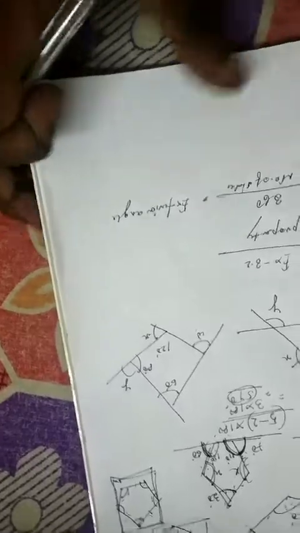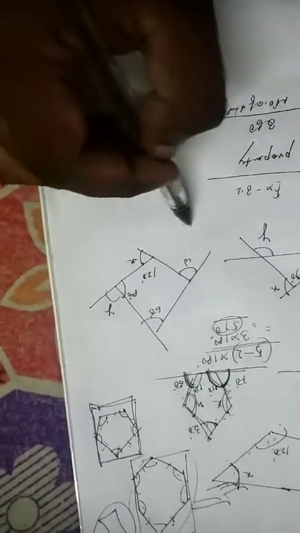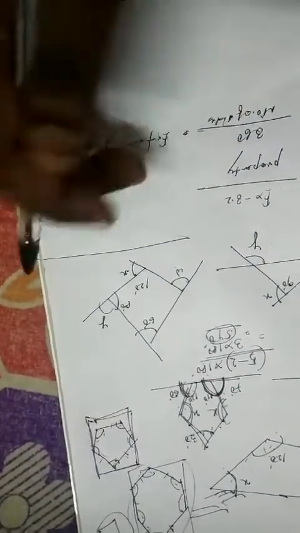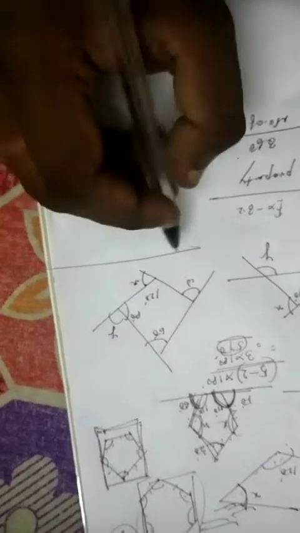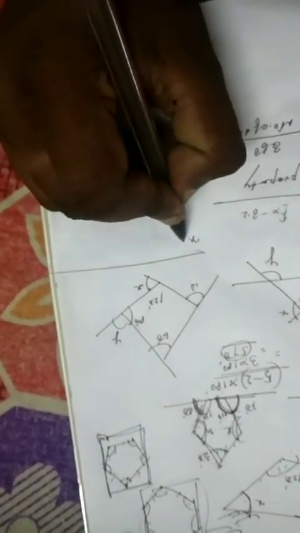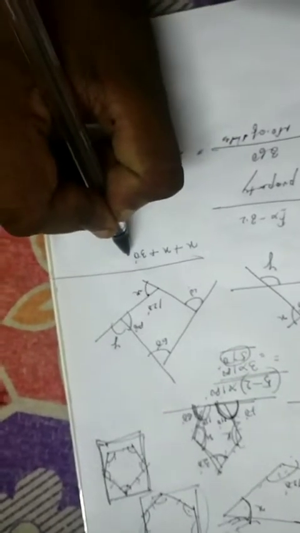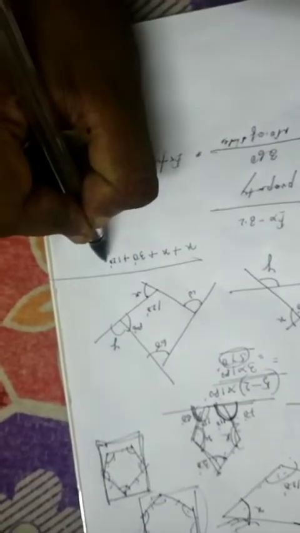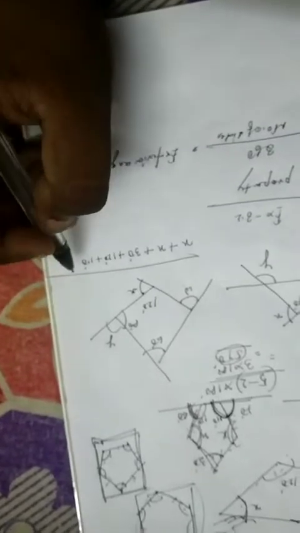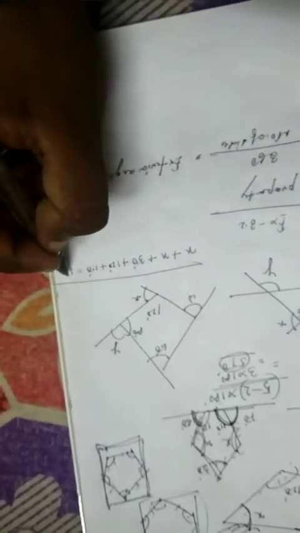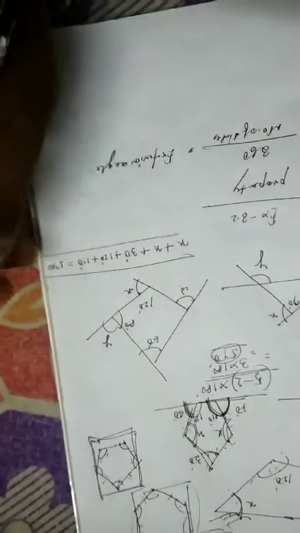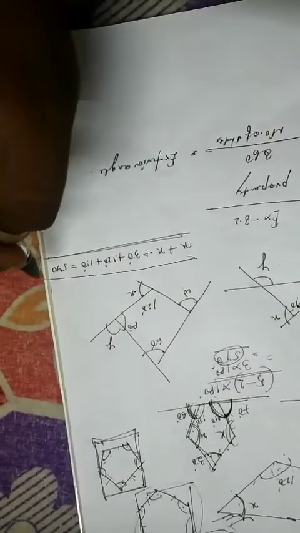Now the process is, we can simply write x plus 30 plus 120 plus 110 is equal to 540 degrees. Children, why did I write this? Because I have to find the value of x.